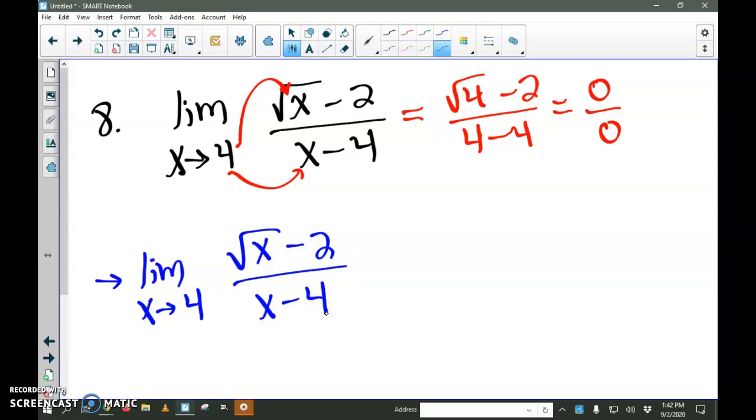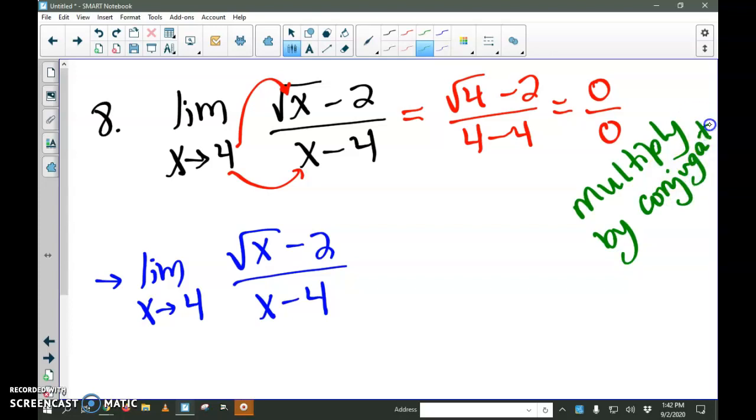Well, I can't factor. There's nothing to factor here. There's no trig, so I'm not thinking about trig identities. So my option is to multiply by the conjugate. I'm going to write that off to the side. Multiply by the conjugate.